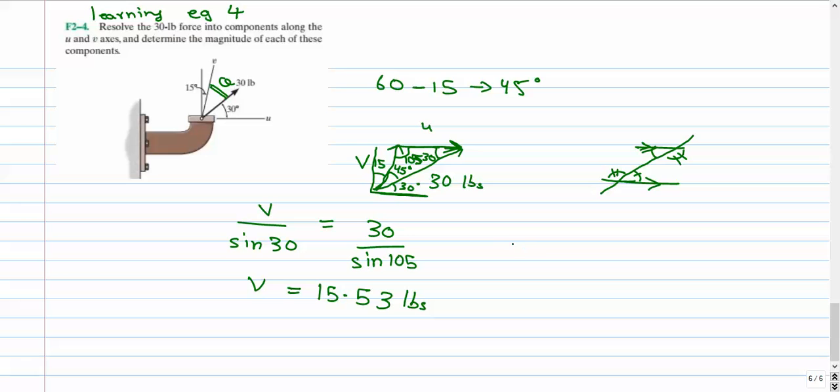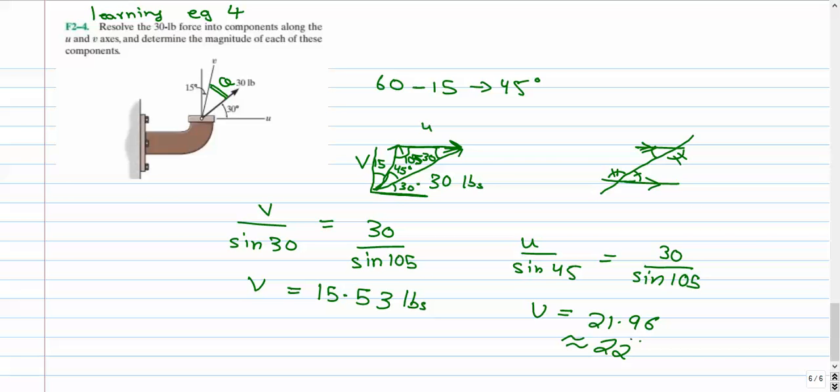And similarly, applying the sine rule for the u component, we get u over sine of 45 equals 30 pounds divided by sine of 105. And the value that we get for the u component is 21.96. We can round that off to 22 pounds.